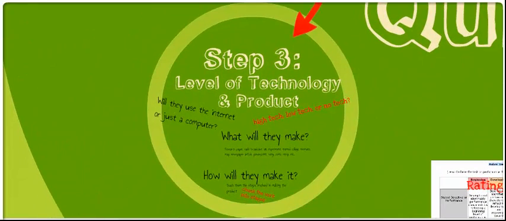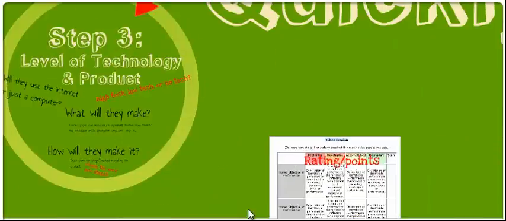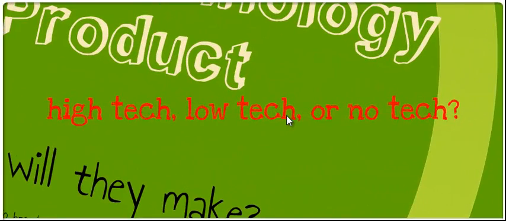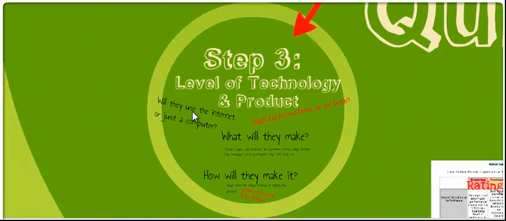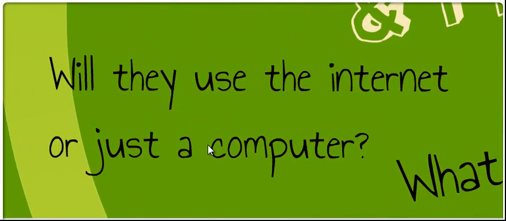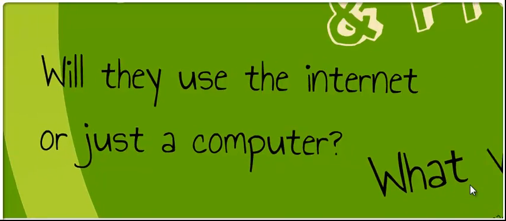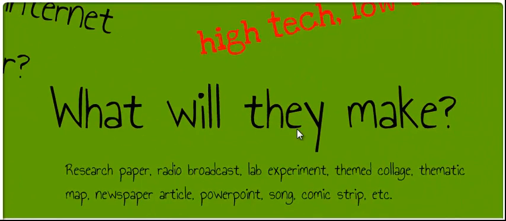Step 3. Decide the level of technology you want to commit yourself to and the type of product. So, are you going to go high-tech, low-tech, or no-tech? Easy decision to make. Once you've done that, it's pretty simple to move forward. Are they just going to use the internet? Are they going to use only some software applications, like maybe just Microsoft Office to make a PowerPoint or a research paper? Decide what they're going to do. Okay, then what will they make?